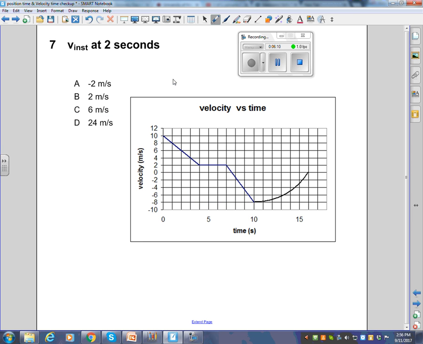V inst at 2 seconds. Oh, V inst is awesome. It's easy because you just read it off the graph, right? So that's going to be 6.